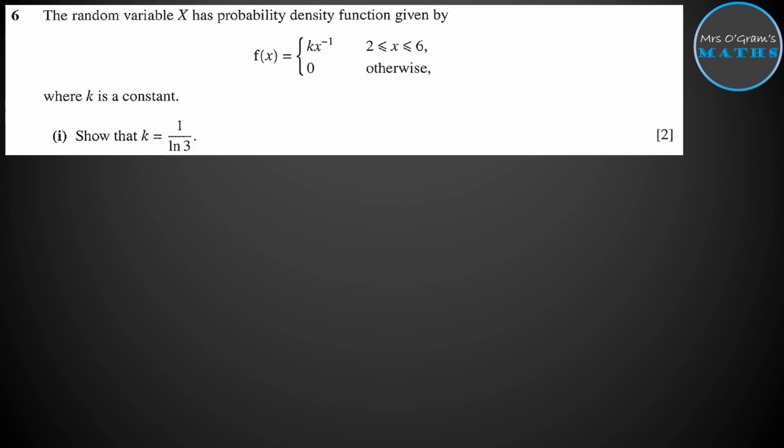Now question 6 is quite nice because they show the answer in the question, so you'll know whether you've got it or not because you'll have got to the answer. So the integral between 2 and 6, so over the whole range of this function, is going to equal 1.